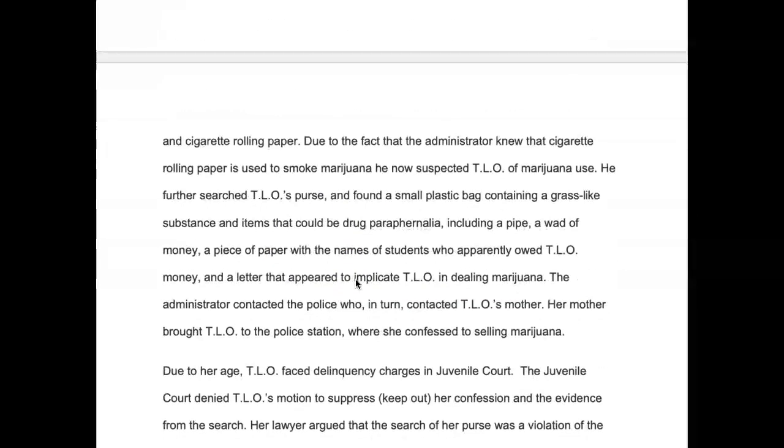While looking for cigarettes, they found rolling papers. Now, rolling papers, I've never smoked, but according to what I've been told, if you have rolling papers, then you've probably been smoking marijuana. So since they found the rolling papers, they searched further and found some marijuana, drug paraphernalia, a pipe, some money, some names of people that owed money to her, and a letter saying that she was dealing. So they contacted the police, they contacted her mother, and she confessed to selling marijuana.